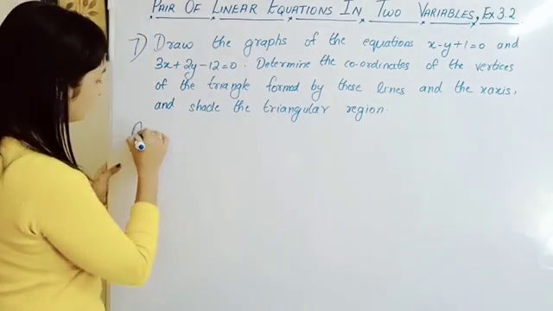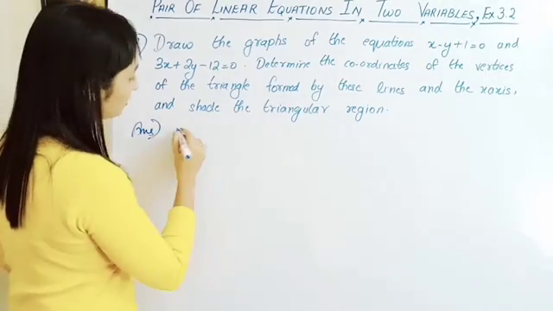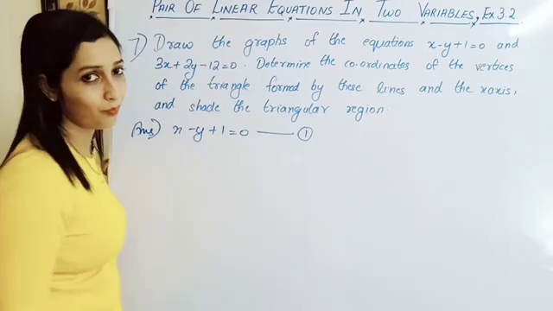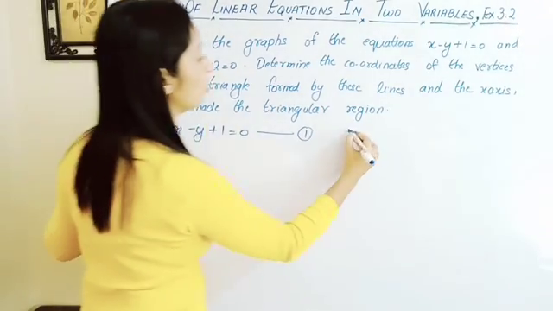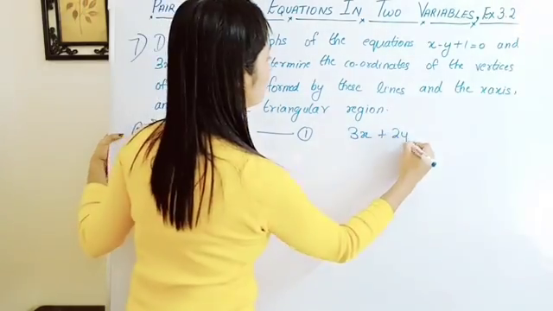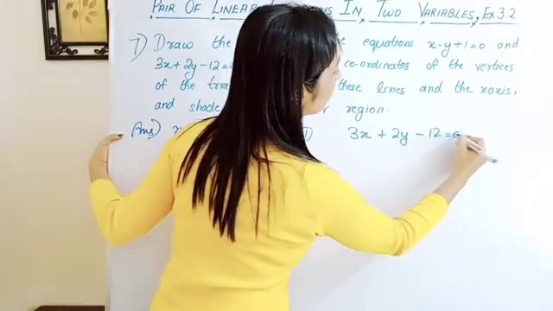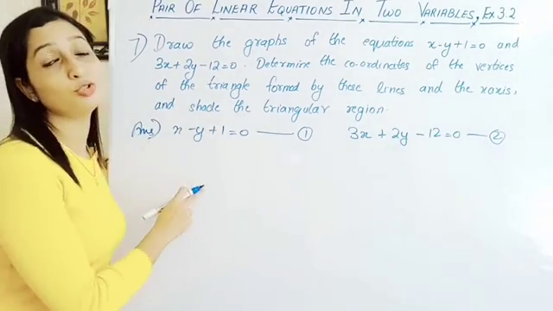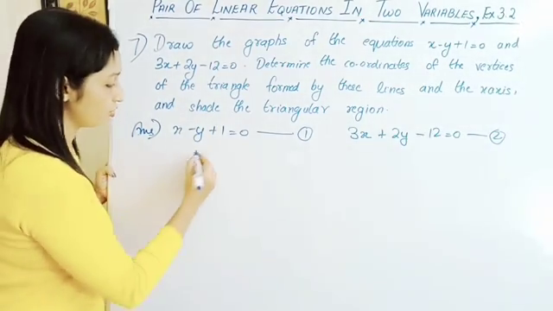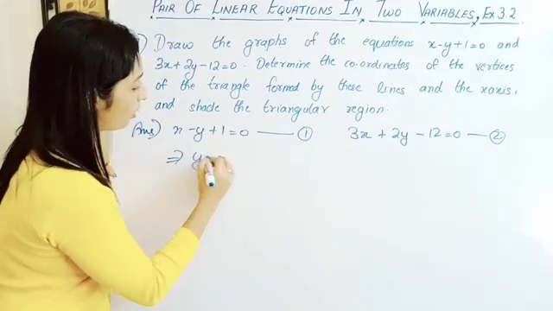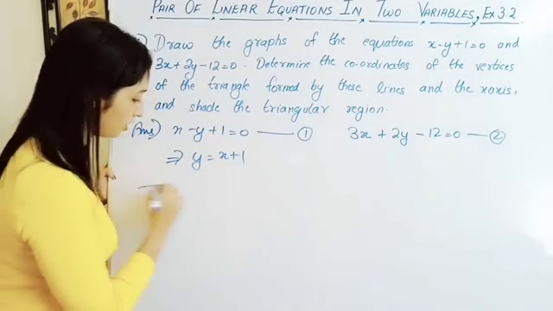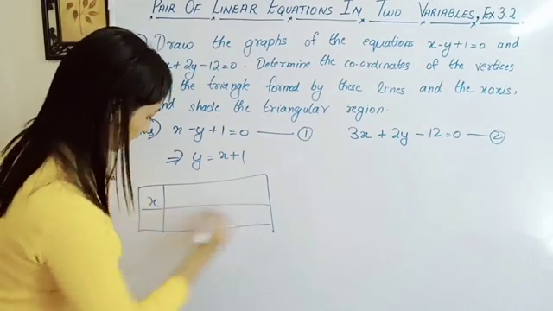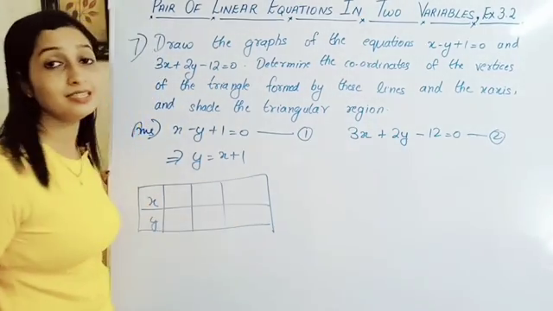So first let us write down our equations, that is x minus y plus 1 equals 0, which is equation number 1. And what is our equation 2? It is 3x plus 2y minus 12 equals 0. This is our equation number 2. Now let us find the solution set for the first equation. So here you can write it as y is equal to x plus 1.